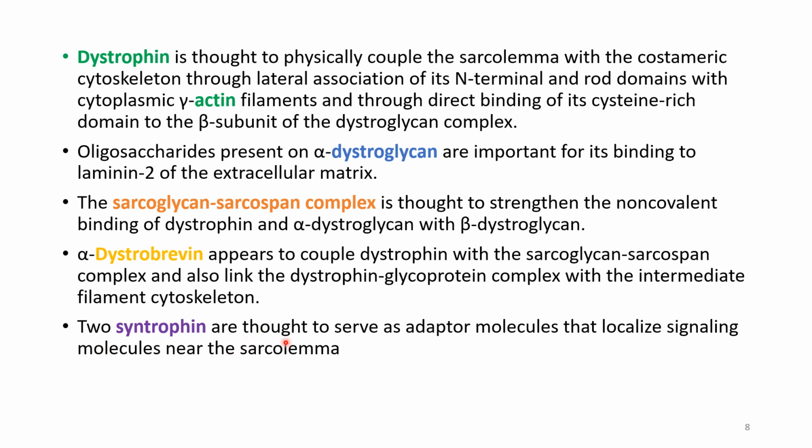Two syntrophins are attached. They serve as adapter molecules, which means they will localize the signaling molecules near the sarcolemma. So all these are the important components of the dystrophin dystroglycan complex: dystrophin protein, dystroglycans, sarcoglycan and sarcospan complex, dystrobrevin and syntrophin. All these you have to write and label. You have to draw the diagram and label these components.